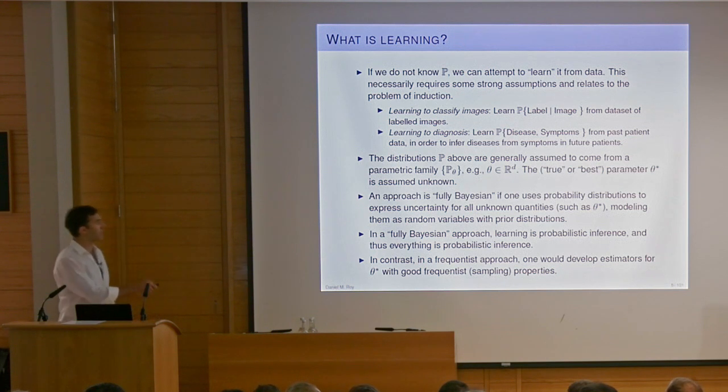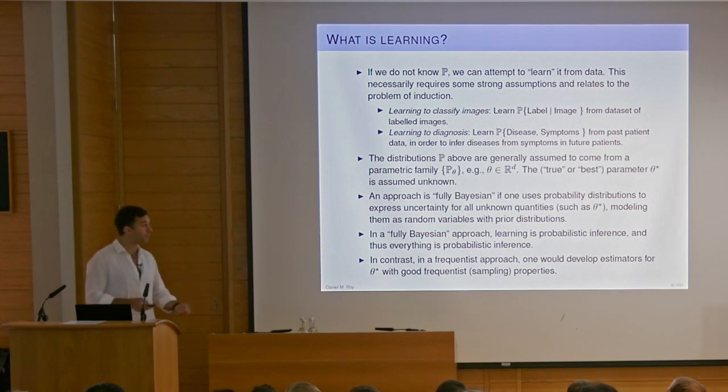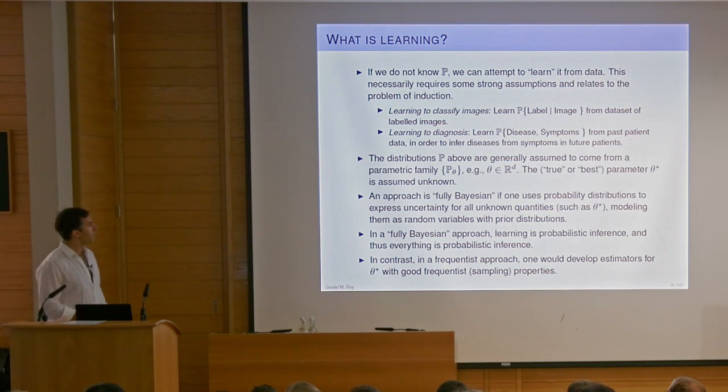But we might be learning to classify images. That's what you talked about yesterday, probably. You might be learning to diagnose, and I want a joint distribution on these things. It allows me to have partial observations. I see some of the symptoms, not all of them. So when I say learn a P, what do I mean by that?